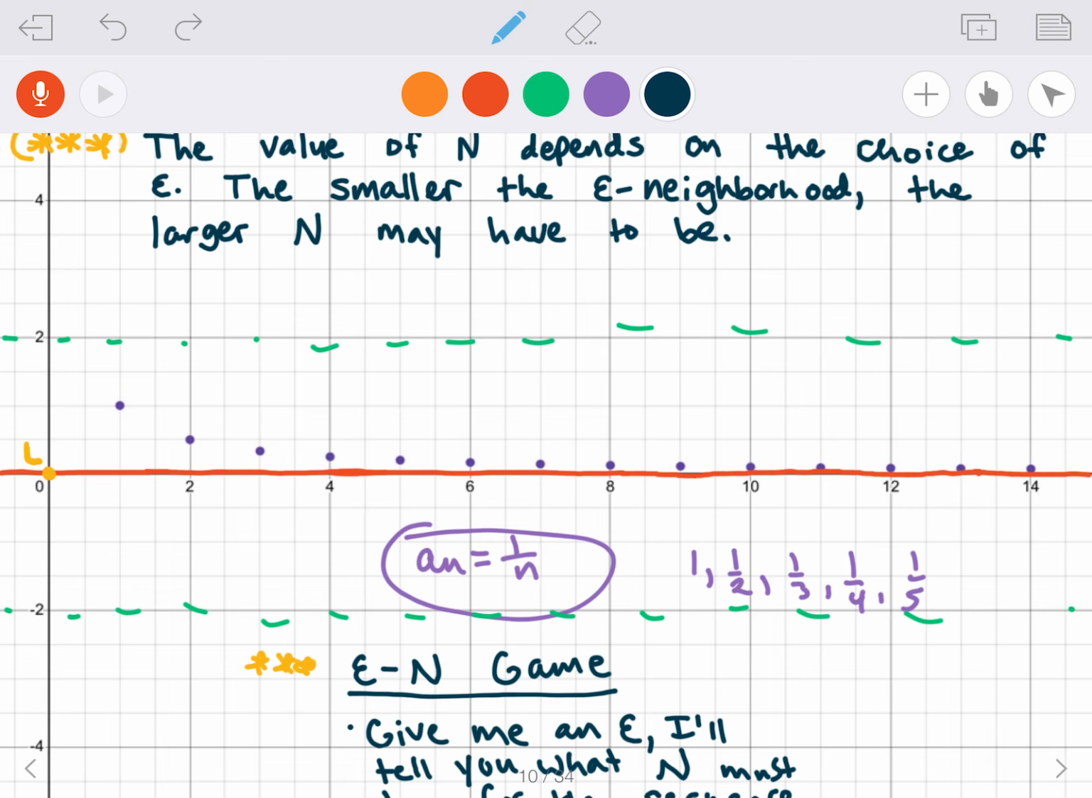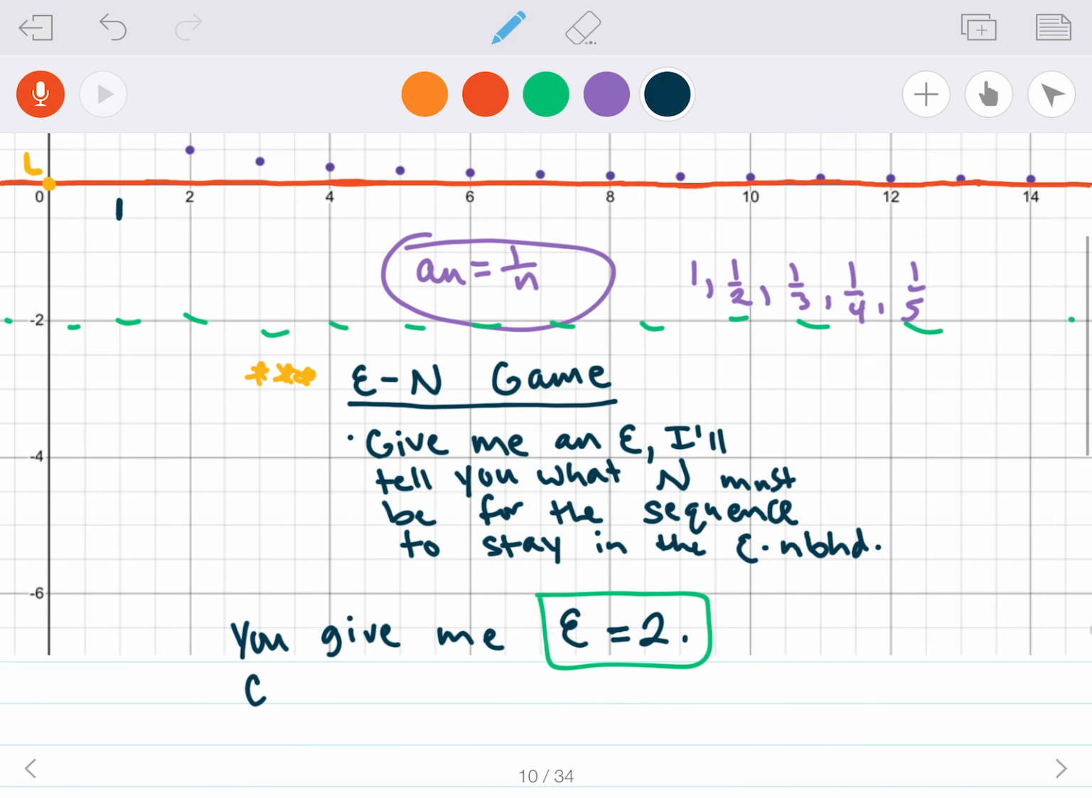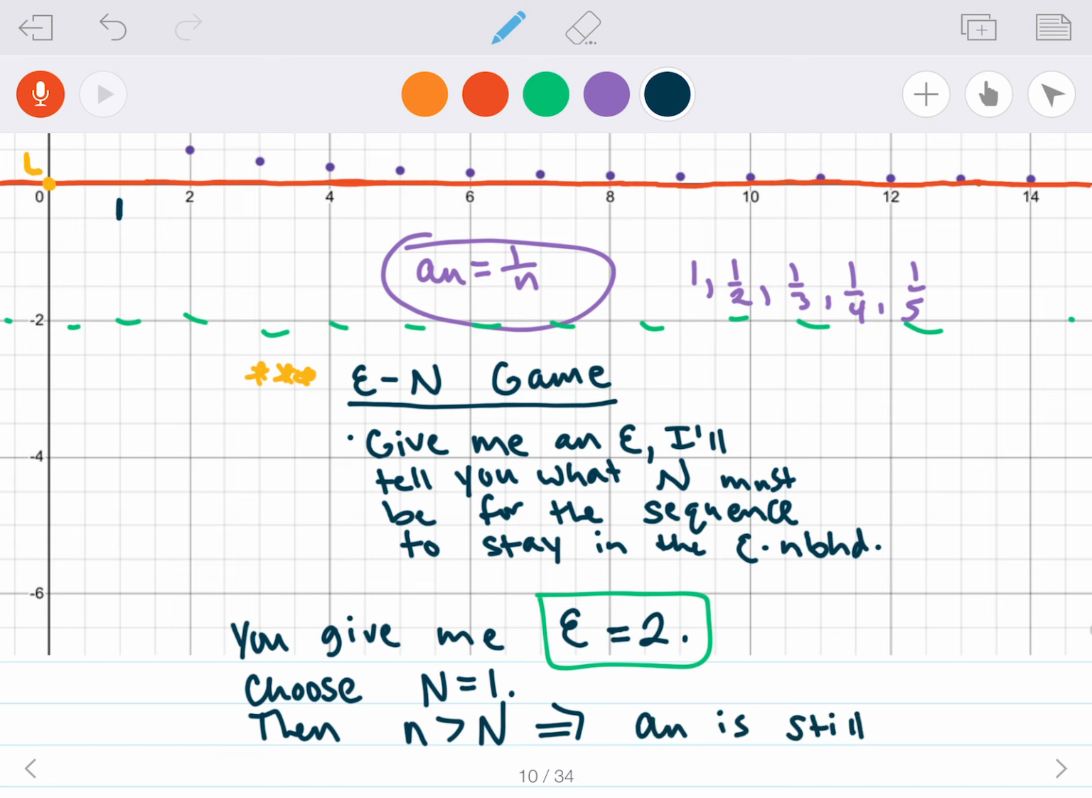So the point is, I can choose capital N to be whatever I want. Okay? I can choose capital N equals 1, for example. So choose capital N equals 1. Then little n bigger than capital N implies that a sub n is still in the epsilon neighborhood.